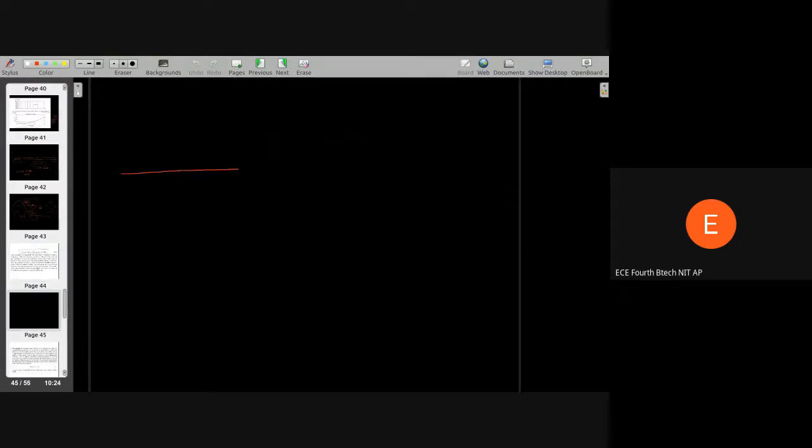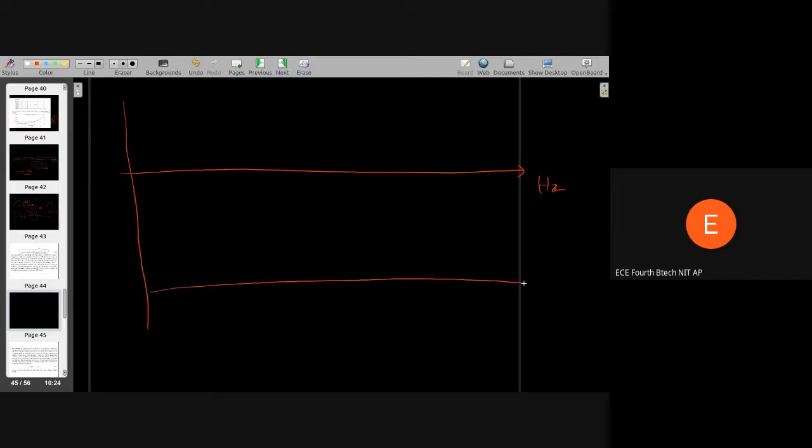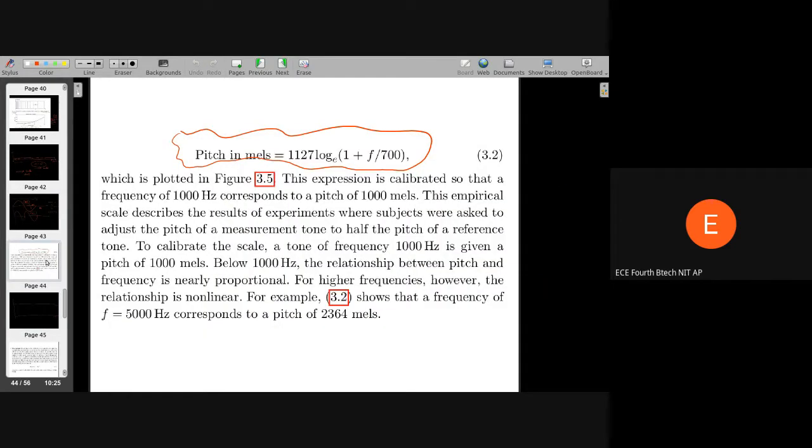So the brain, while we describe the natural world frequencies in hertz and all, the brain does not do so. The brain has a different mapping. We call it the Mel scale. In terms of the Mel scale, the frequency in Mel is given by this equation.